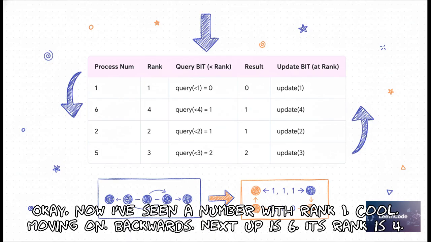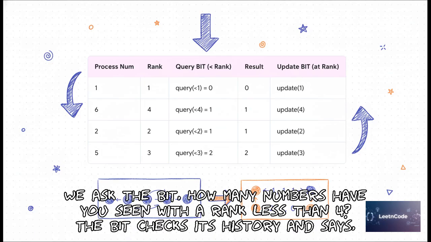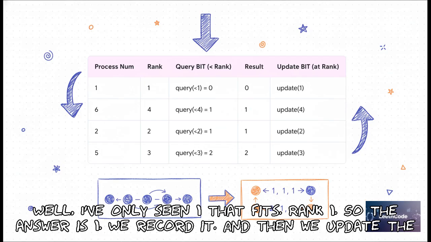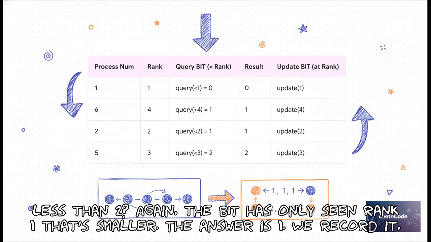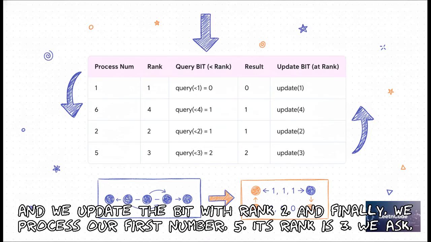Cool, moving on, backwards. Next up is 6. Its rank is 4. We ask the BIT, how many numbers have you seen with a rank less than 4? The BIT checks its history and says, well, I've only seen one that fits, rank 1. So the answer is 1. We record it, and then we update the BIT with rank 4. Now for the number 2. Its rank is 2. The question is, how many numbers have a rank less than 2? Again, the BIT has only seen rank 1 that's smaller. The answer is 1. We record it, and we update the BIT with rank 2.